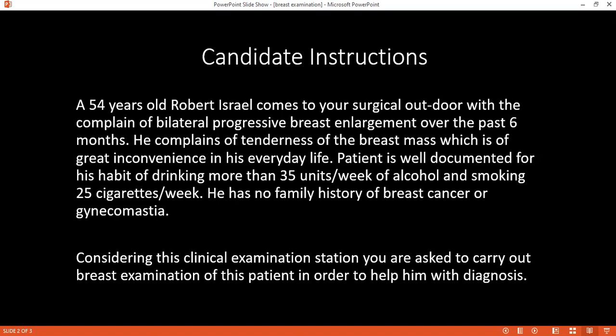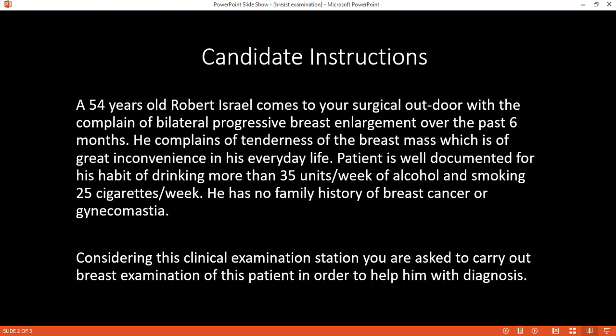How would you confirm there are dimpling or puckering of the skin? How would you ask the patient to position? I'll ask the patient to take the arms above the head, behind the head, and then lean forward. This will exaggerate the condition. So in that position, I'll do all my inspectory findings again.